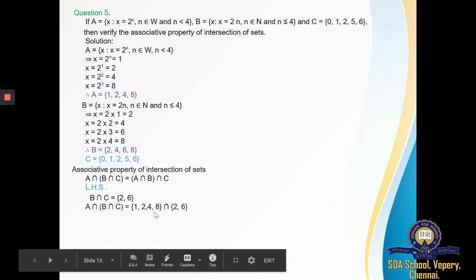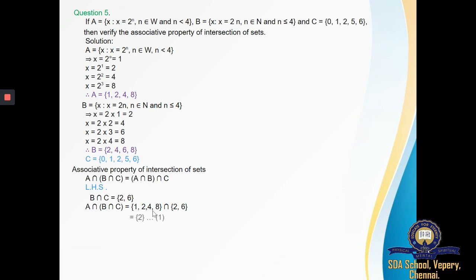Let me write my set A. I have written down my set A. I have also written B intersection C, right? So what are the elements in common between them? Only one element, which is 2, right? Let us mark this as equation 1.